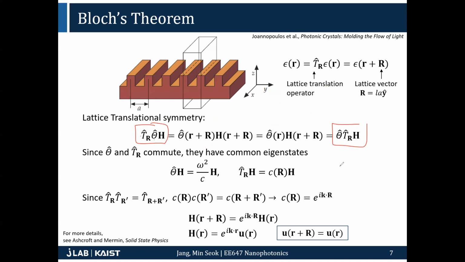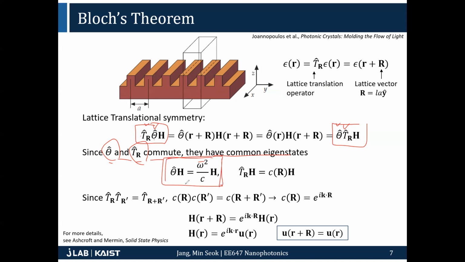So if you switch the order of these linear operators, they give the same result, which is called commuting. So Theta and T_R commute. If two linear operators commute, they have common eigenstates. That's what is known from linear algebra.